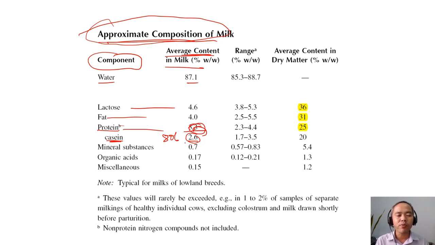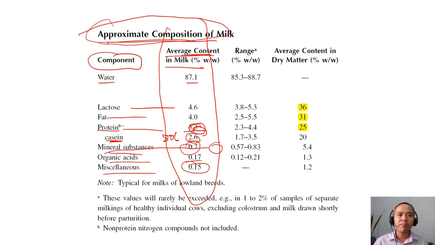Okay. So the main protein in milk is casein. When we say milk, we mean normal milk from a healthy cow. And milk contains around 7.7% of mineral substances, organic acids, 0.17%, and miscellaneous, meaning all the minor components, 0.15%. This column shows the average composition of milk. Now you don't remember all of it, but from time to time you will remember all these figures. These are very basic information about milk that you need to memorize by heart.